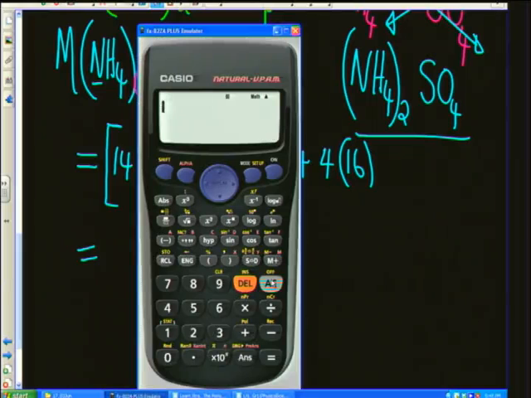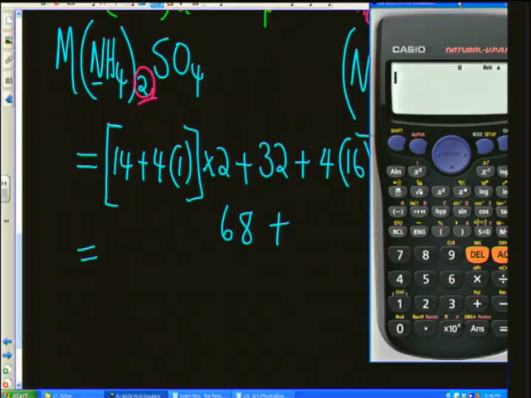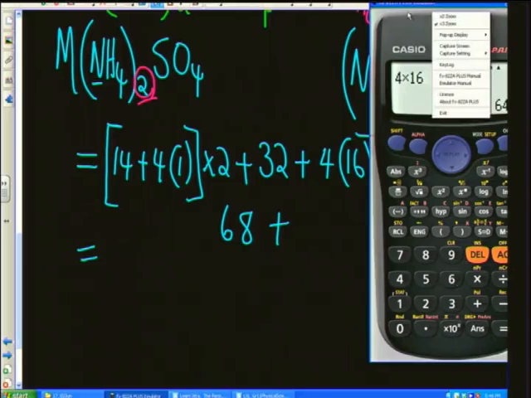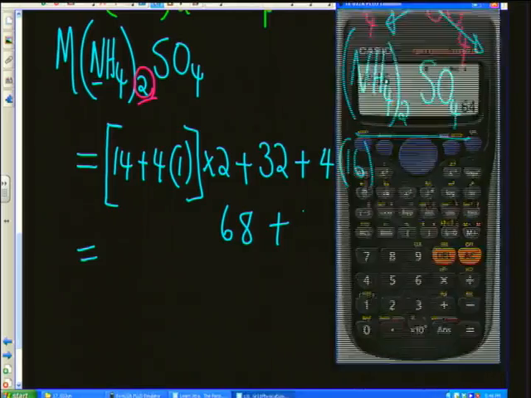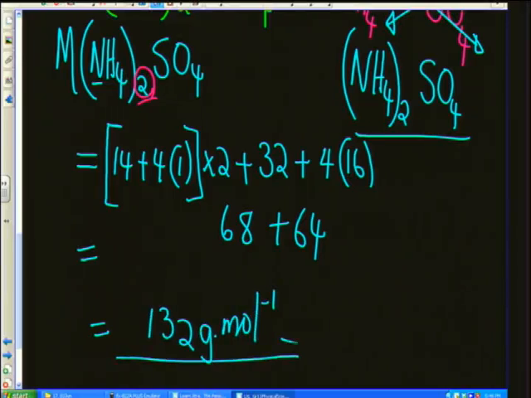Let's just quickly get that one. 4 times 16. What will that be? It's 64. So you add 64 there, and then you get what that is going to be. 64 plus 68: 4 plus 8 is 12, carry 1, 6 plus 6 is 12, plus 1 is 13. So that will be 132 grams per mole. That will be the molar mass of that.